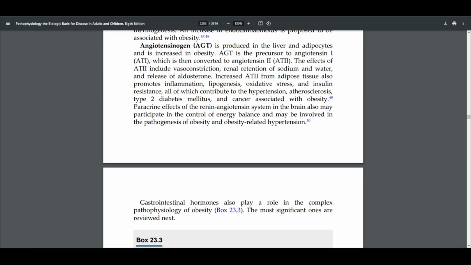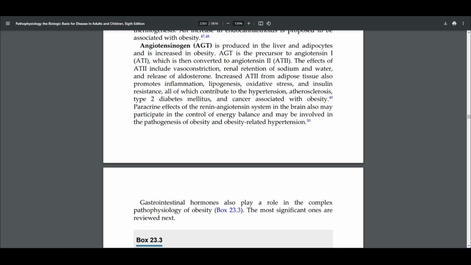Angiotensinogen is produced in the liver and adipocytes and is increased in obesity. Angiotensinogen is the precursor to angiotensin 1, which is then converted to angiotensin 2. The effects of angiotensin 2 include vasoconstriction, renal retention of sodium and water, and the release of aldosterone.